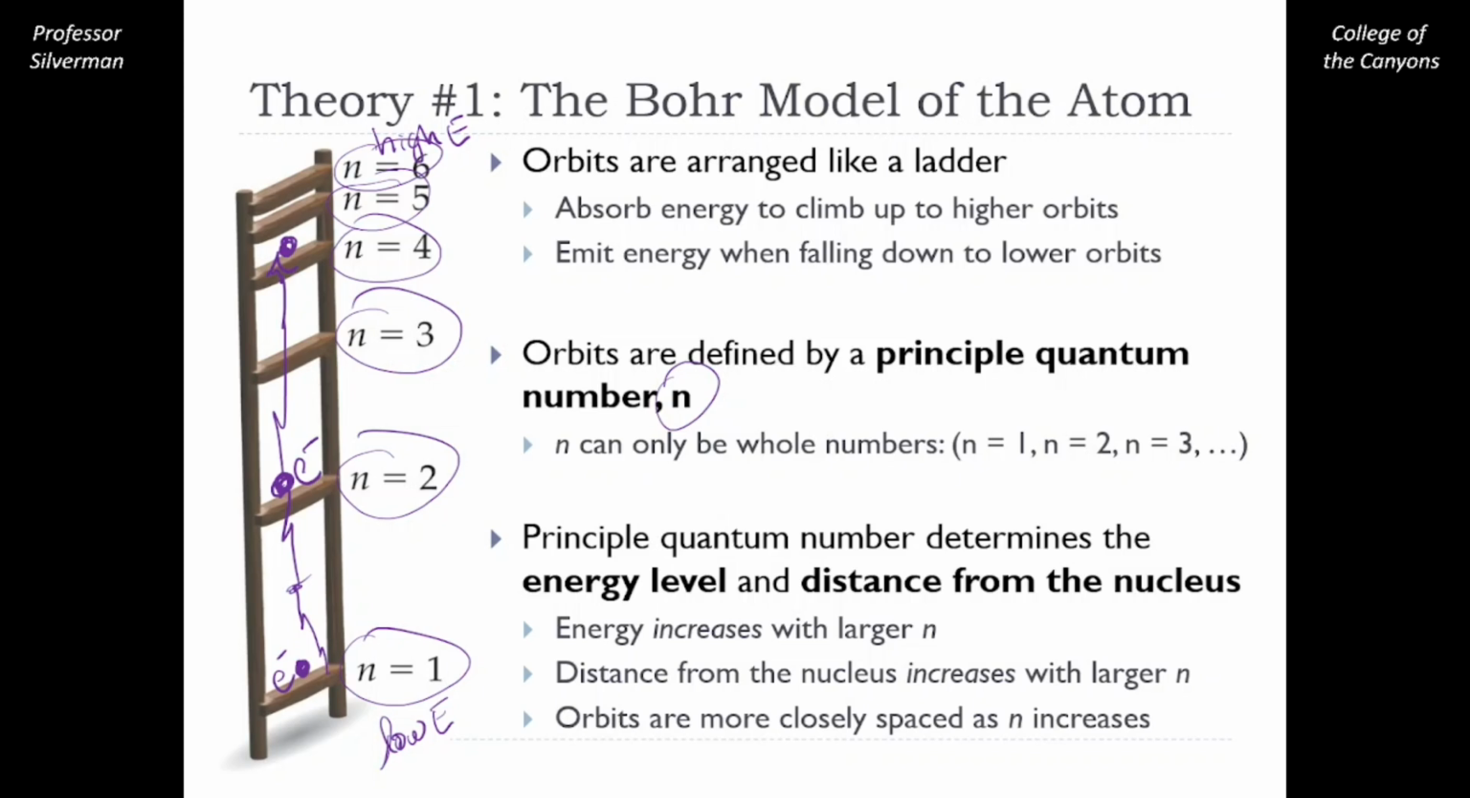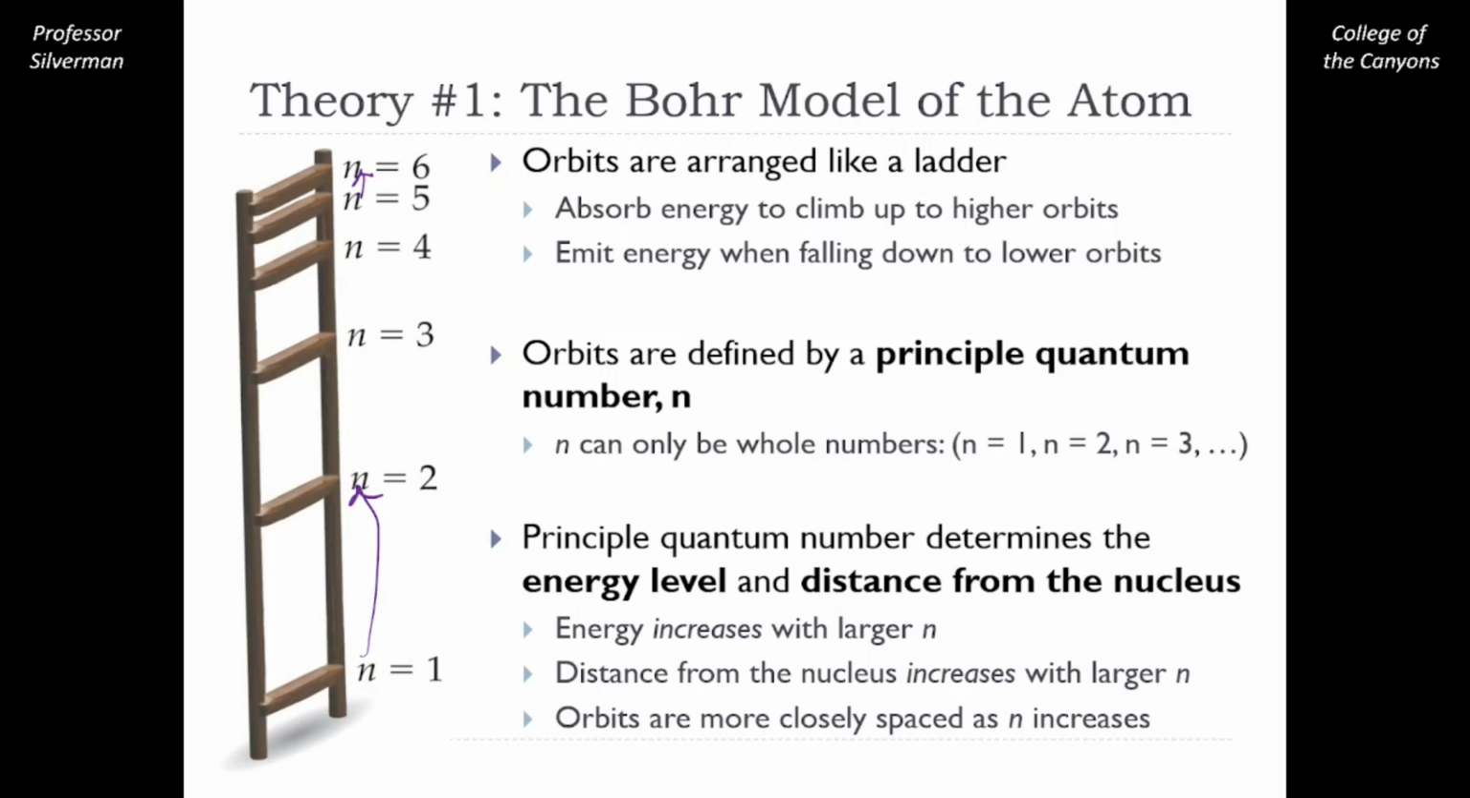You can notice on the left, our ladder is not evenly spaced. As you get to these higher and higher orbits, they're actually closer together. Climbing from 1 up to 2 is harder to do than climbing from 5 to 6. This is literally a smaller transition to step up from 5 to 6 than it is to step up from 1 to 2.